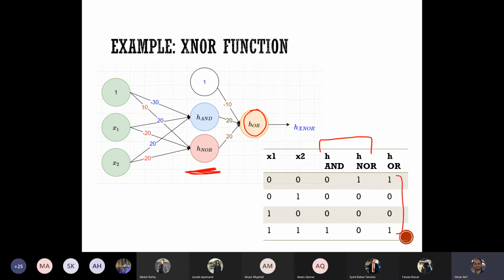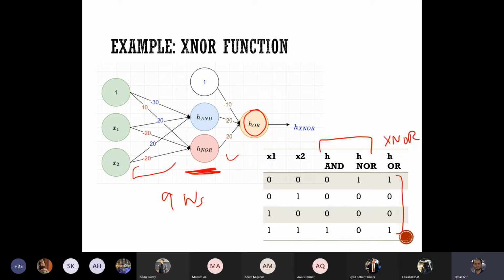1 0 0 1, which is the XOR function that you want to predict. So by stacking these neurons, we have been able to get a non-linear boundary. Okay. So right here, in this example, I have supplied you with these weights, with these 9 weights.